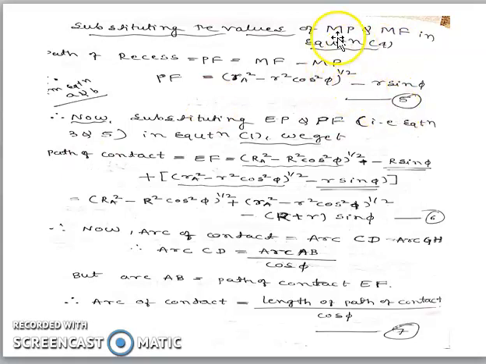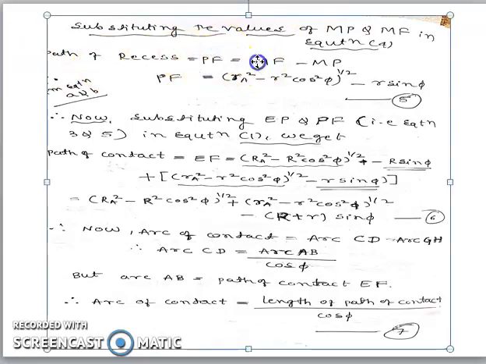Substitute the value of mf and mp in equation 4, that is path of recess Pf is equal to mf minus mp. So mf, which we calculated, is small r square minus r square cos square phi raised to 1 by 2, or you can take square root also, minus r sin phi. So from the previous equation, now substitute the EP and PF values, that is equation number 3 and 5, in equation 1.